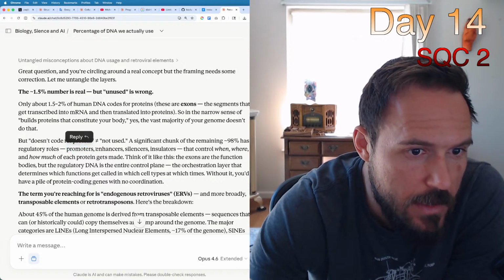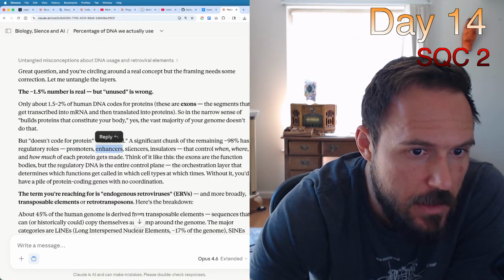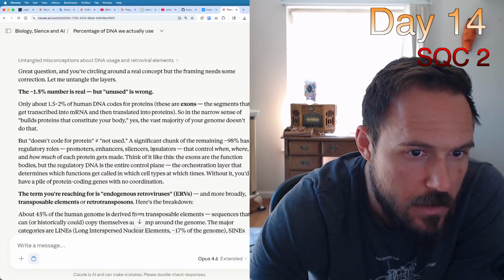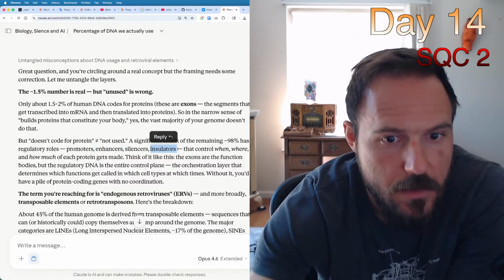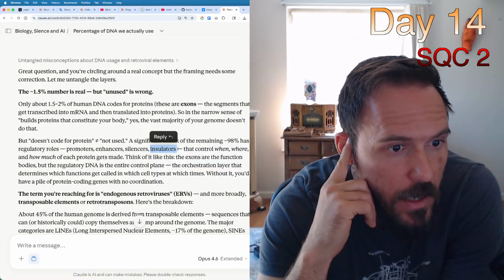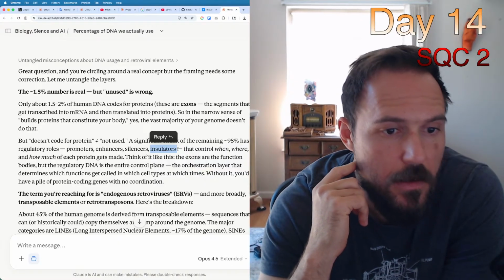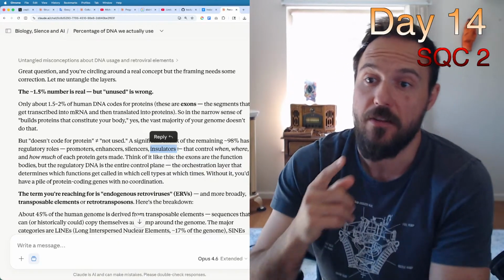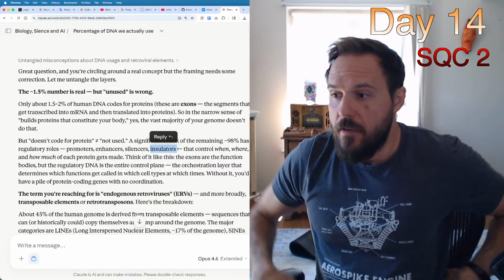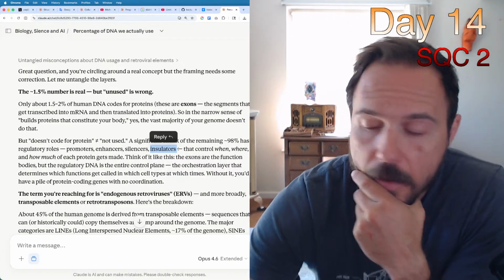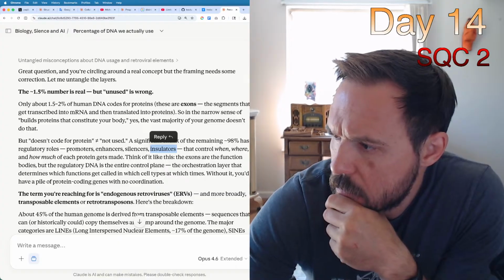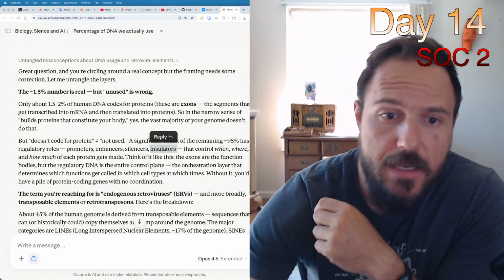Promoters, enhancers, silencers, insulators that control when, where, and how much of each protein gets made. That I didn't know. Very interesting. That I definitely didn't know.